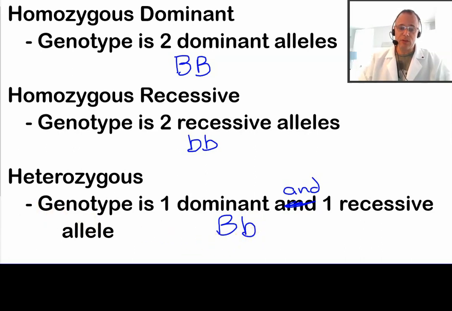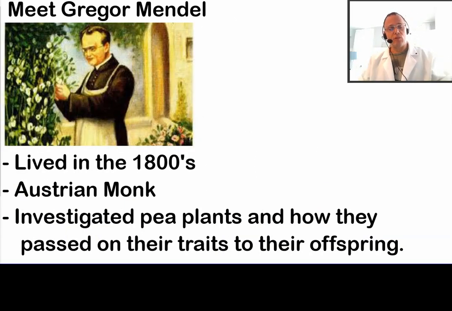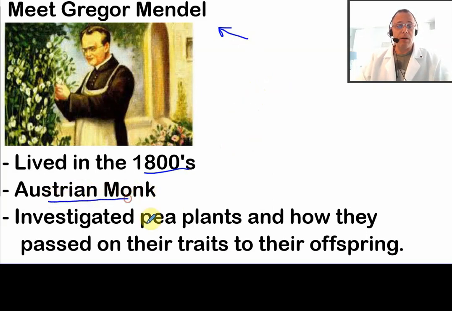So now we get to the story. This is Gregor Mendel. He lived in the 1800s, kind of like when Darwin lived. You know, we had Darwin's work. Darwin's work got strengthened by our understanding of genetics. And this guy is kind of like the father of understanding heredity. He was an Austrian monk, and he investigated pea plants and how they passed on their traits to other offspring.